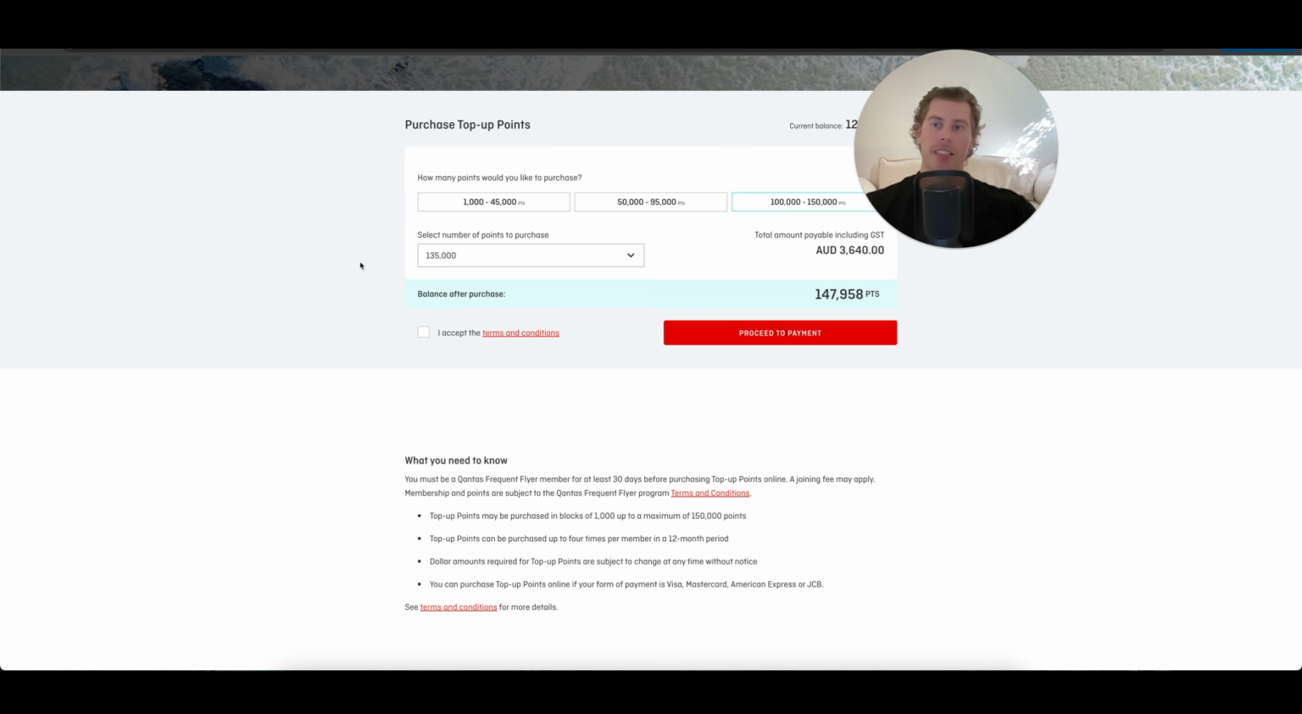Ideally, if you are set on doing this strategy, you would wait until a bonus offer with Qantas happens. Those sort of 50% bonus offers typically run around 3 or 4 times every single year. We just had one of these 50% bonus offers just about a month ago. I think we're going to get one either late this year or early next.